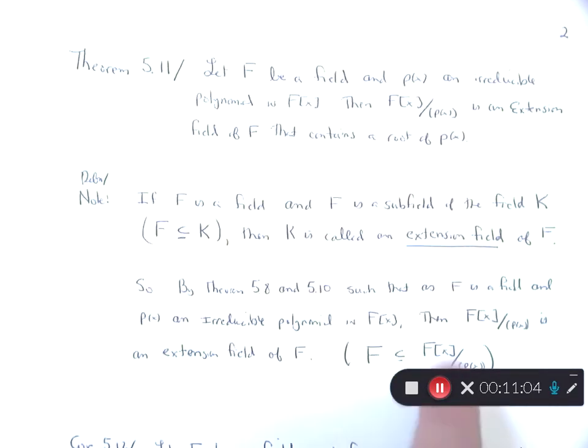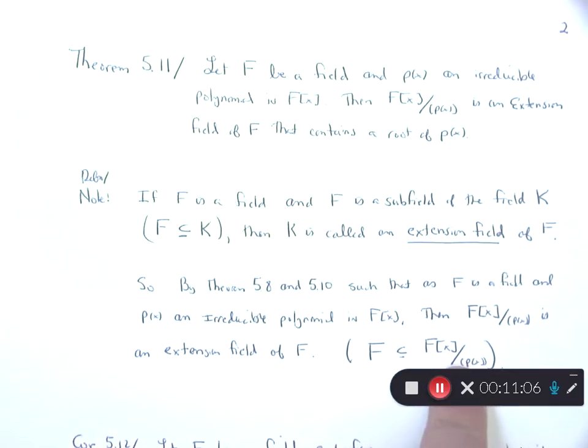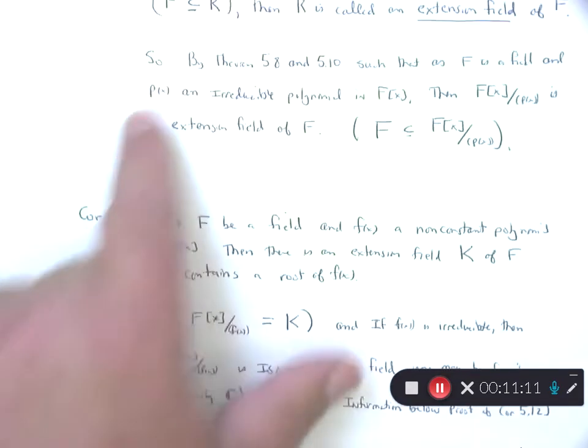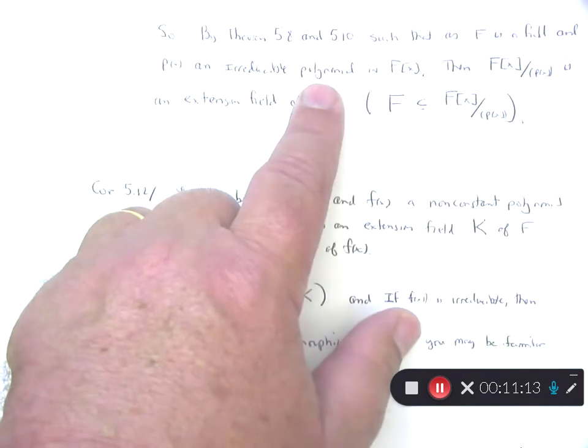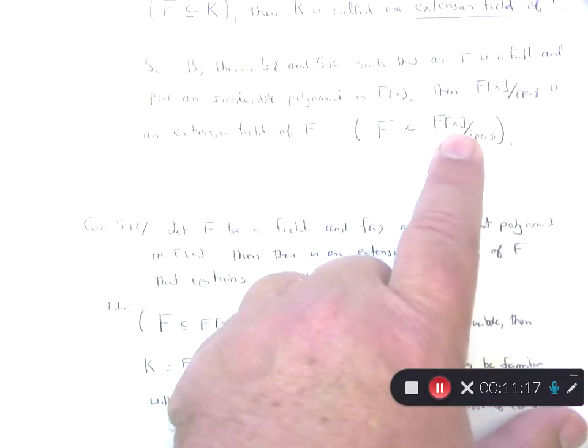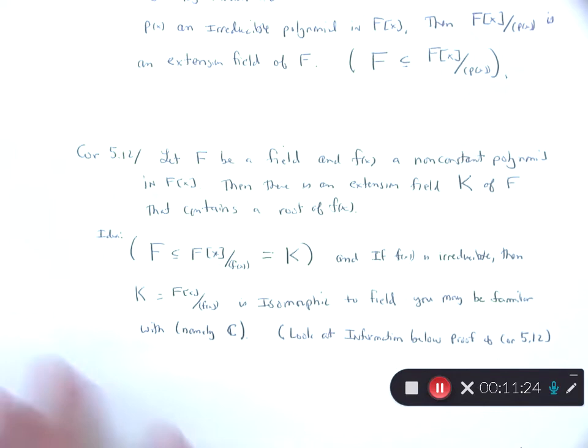And this field will actually contain a root of that particular polynomial p of x. Well, p of x is irreducible. True, but it's an overfield. The polynomial doesn't, F adjoint x doesn't have the root in it, but this field does. So corollary 5.12 says this: let F be a field and f of x a non-constant polynomial in F adjoint x. Then there is an extension field K of F that contains a root of f of x.